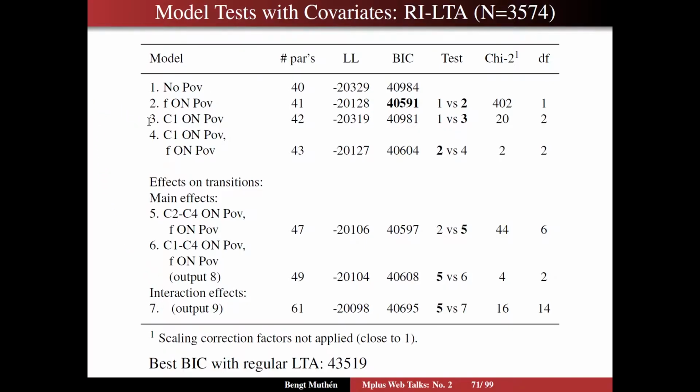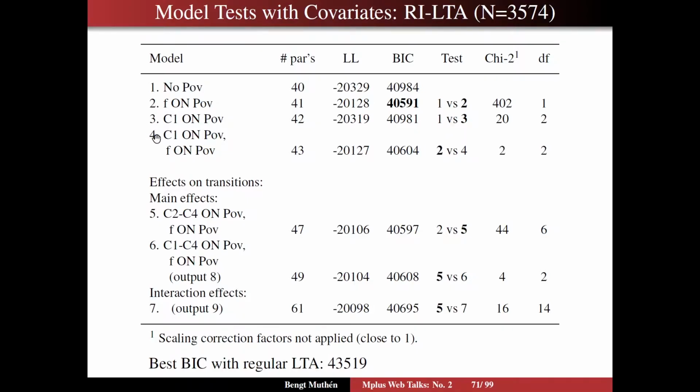Model 3, then, we try to replace f with c1 to see if that is just as good to use. Well, that improves the log likelihood relative to the first one, and it is a significant improvement. Chi-square is 20 with 2 degrees of freedom, so you would choose model 3 over model 1. But the log likelihood and the BIC are not as good as for model 2.